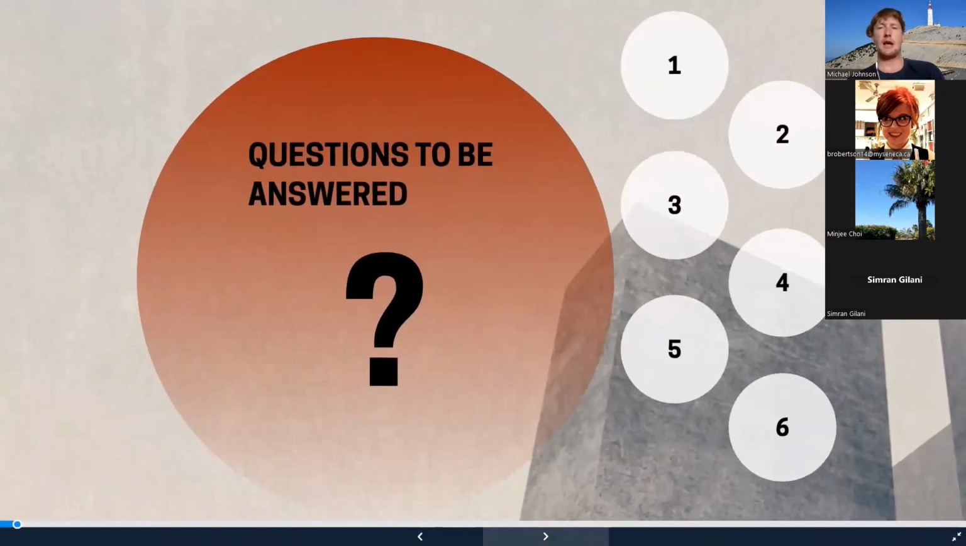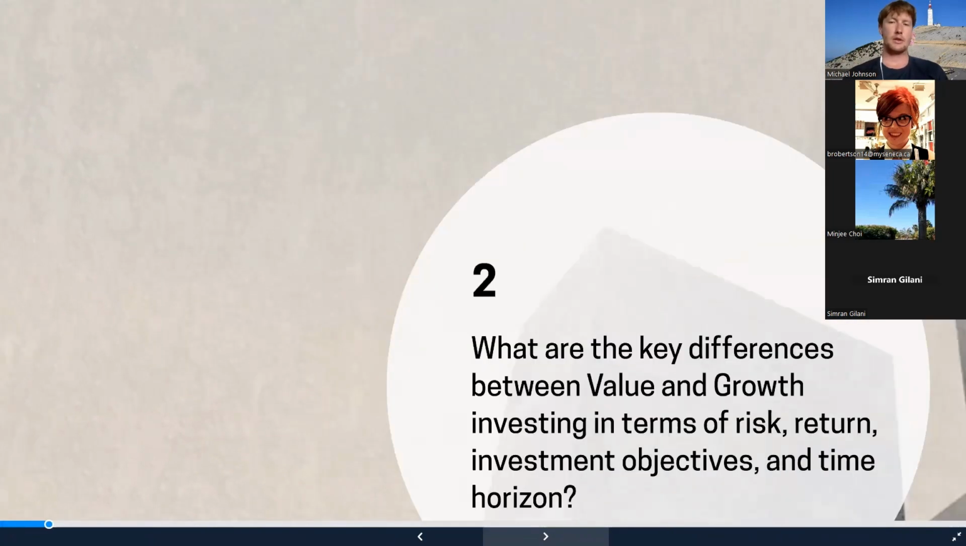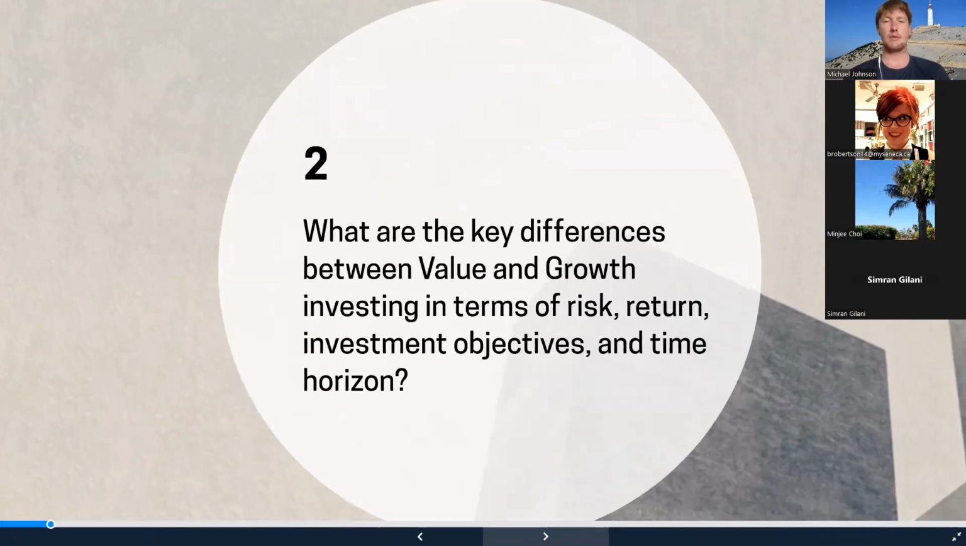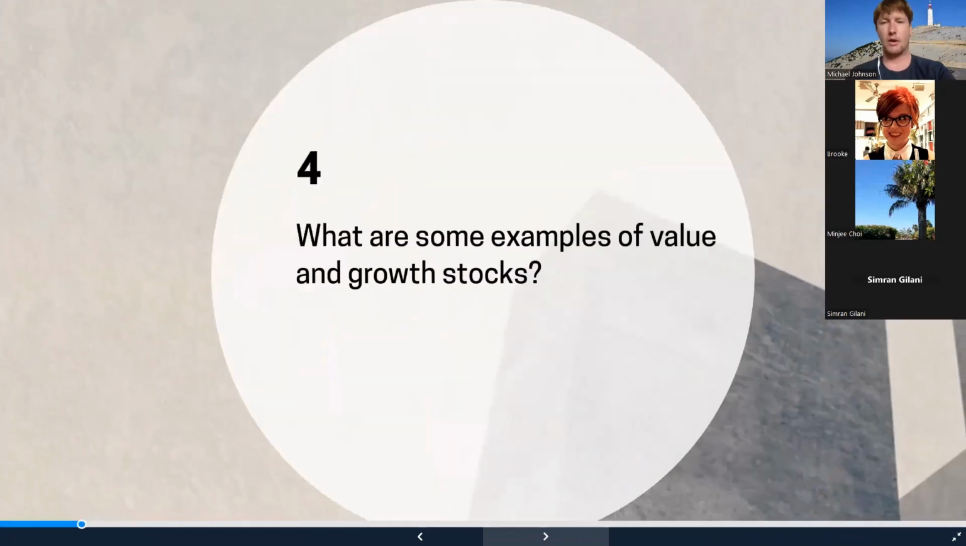So the questions to be answered are: what is value and growth investing? We're going to answer that question. And then we're also going to answer what are the key differences between value and growth investing in terms of risk, return, investment objectives, and time horizon. And then what are the key metrics to keep track of as a value investor and as a growth investor? And what are some examples of value and growth stocks? So we're going to focus on that today.